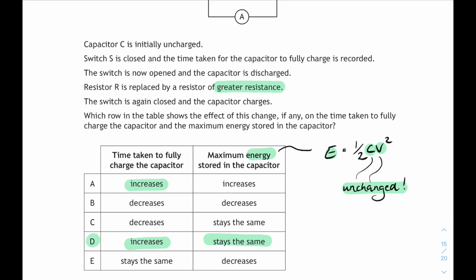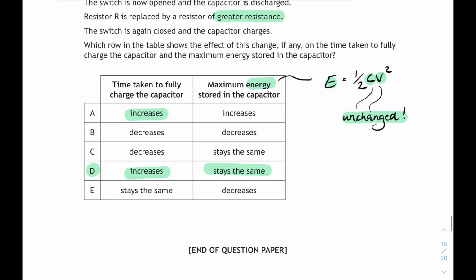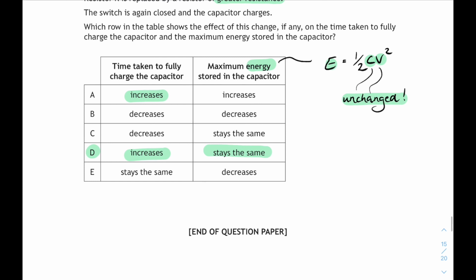That's 25D. And that is the end of the multiple choice questions on the 2021 assessment resource. Probably the most difficult one there's been in the past 5 or 6 years, but good revision all the same.